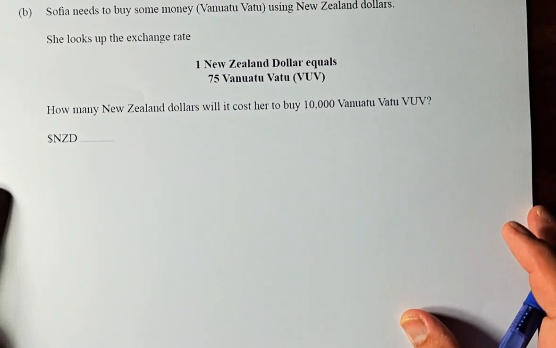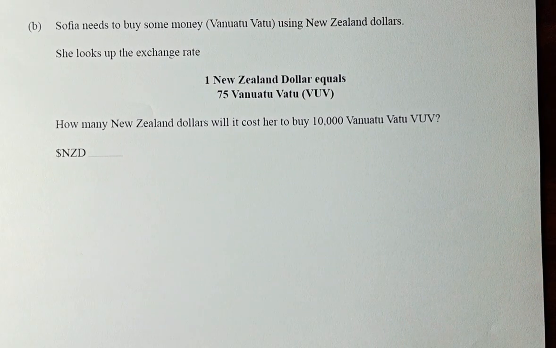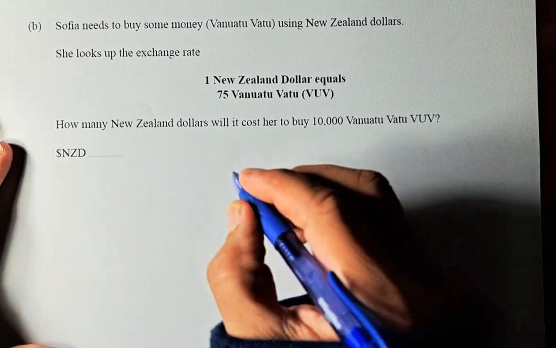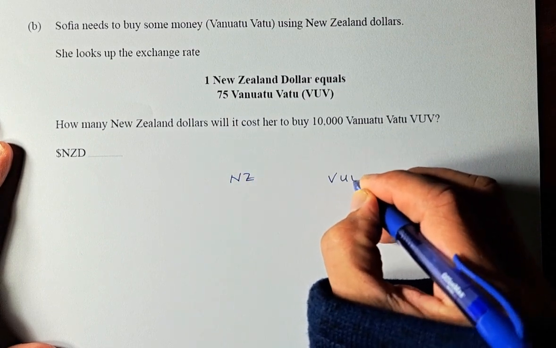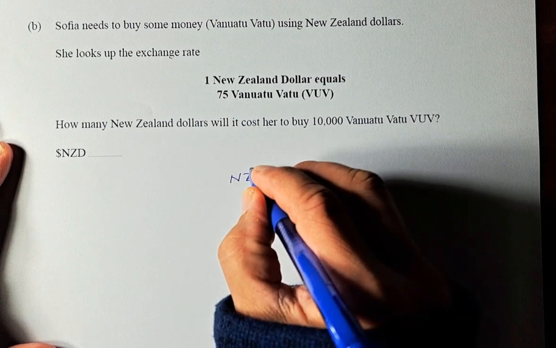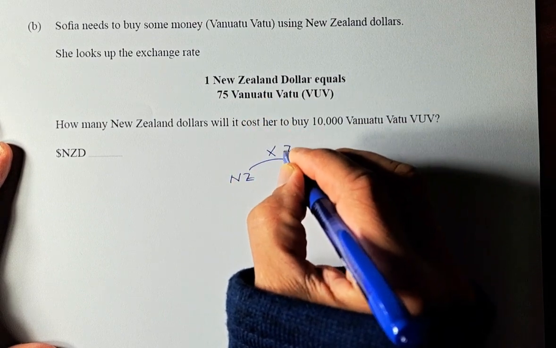6B sounds like this. Sophia needs to buy some money using New Zealand dollars. She looked up the exchange rate. So 1 New Zealand dollar is equal to 75 Vanuatu Vatu. So it's going to be New Zealand dollars, and this is called Vatu or VUV. To convert 1 New Zealand dollar to Vatu is 75 Vatu, so it's going to be times 75.